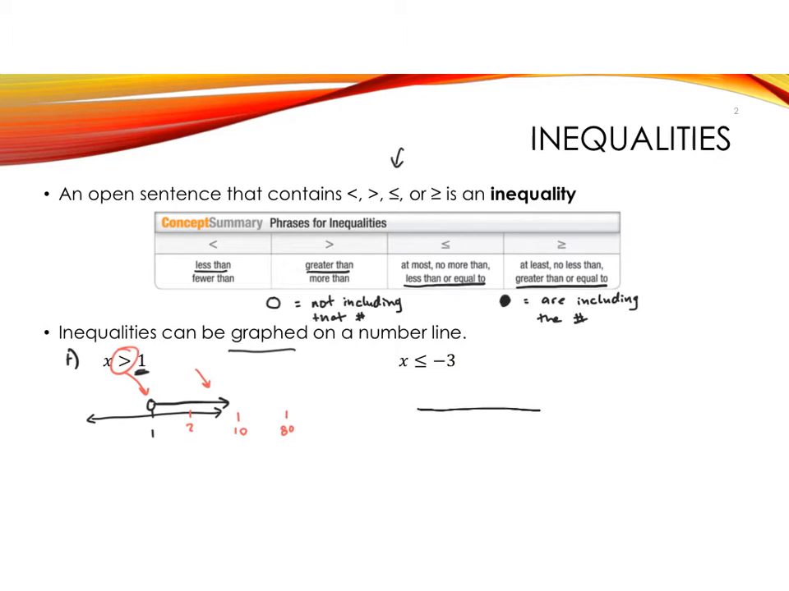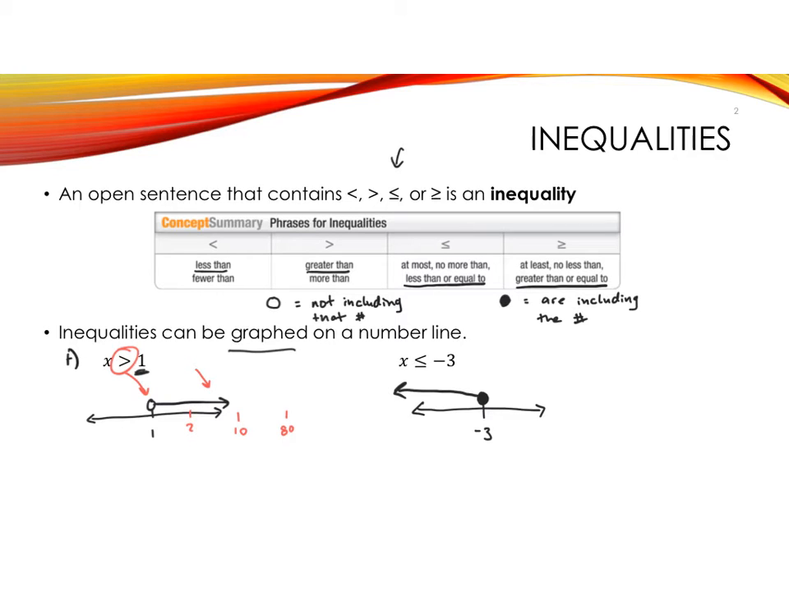This one is x is less than or equal to negative 3. Again, I'm only going to include the relevant number. My symbol is less than or equal to, so I'm going to have a closed dot. Now, x is less than or equal to, so that means it's going to be values that are smaller than negative 3, so my arrow is going to go in this direction.